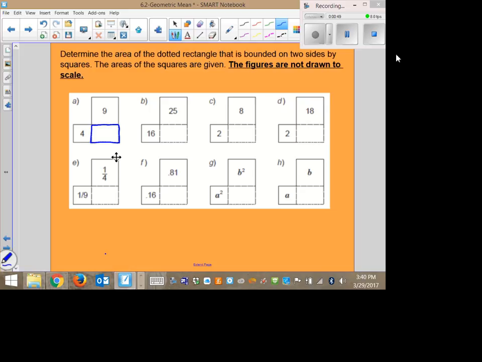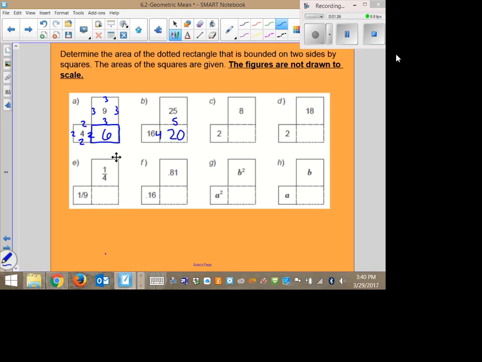Since the area of this square is 9, each of these sides is 3. And here, since the area is 4, each side is 2. So the dimensions of this rectangle are 3 by 2, so the area is 6. So 2 times 3 equals 6. For B, we get our side length to be 5, and down here, our side length to be 4. So 4 times 5 gives us an area of 20.